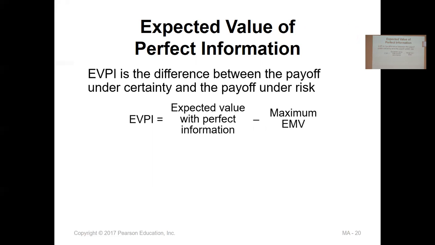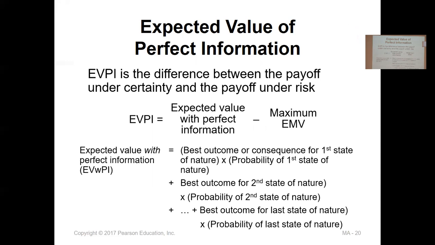Okay, and the expected value of perfect information is the expected value with perfect information minus your maximum EMV. And so once we calculate the maximum EMV, then we can work back and start looking at what this cost would be toward getting perfect information or better information. I don't like to use the word perfect. We know there's no such thing as that.